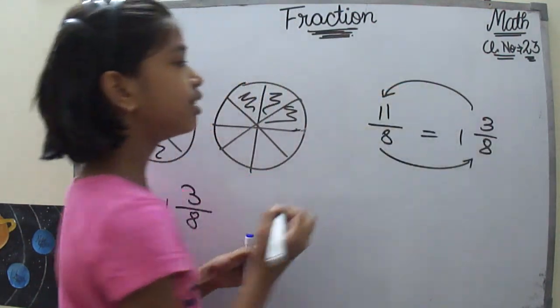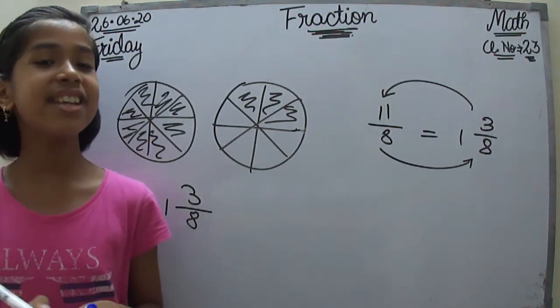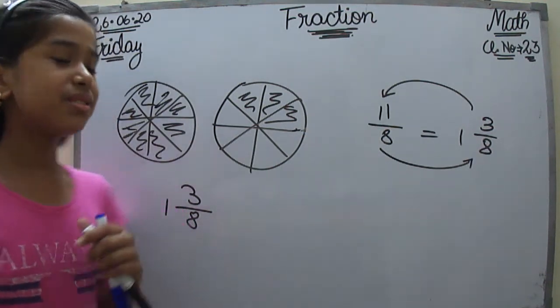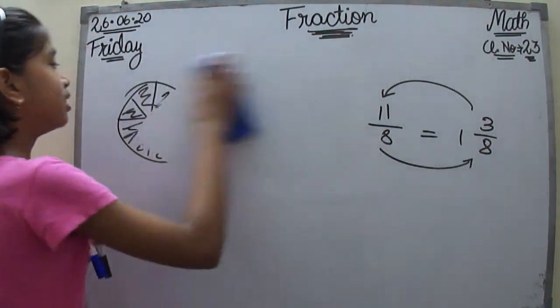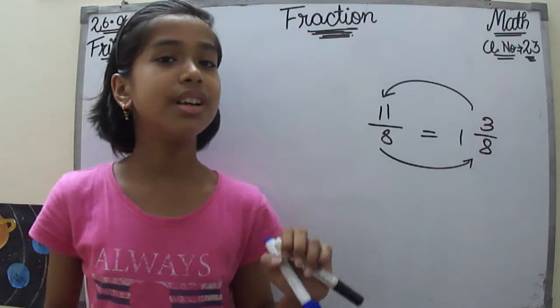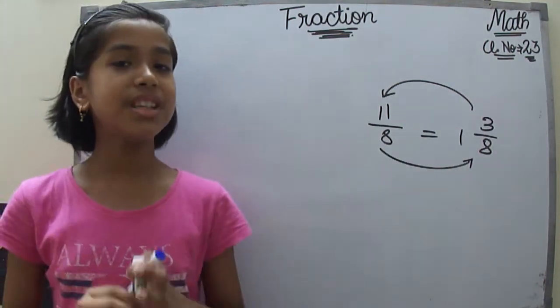Now, do you know that we can convert an improper fraction to a mixed fraction and a mixed fraction to an improper fraction? So let's see how we can convert these two. It is very simple. Let's start by learning how to convert a mixed fraction to an improper fraction.